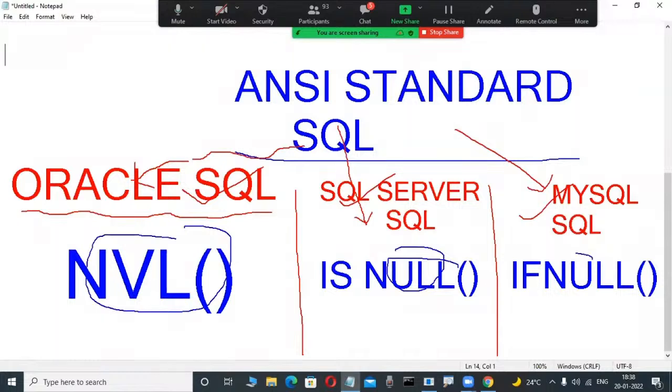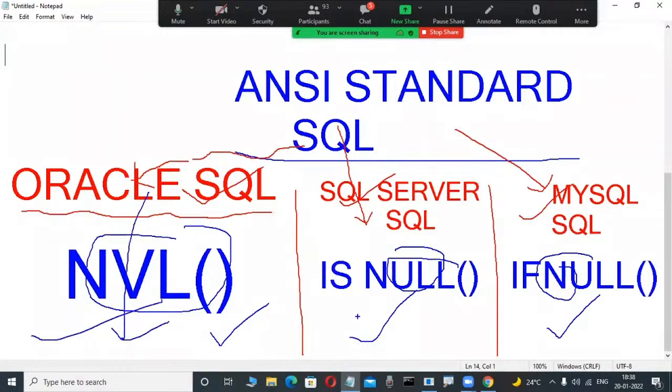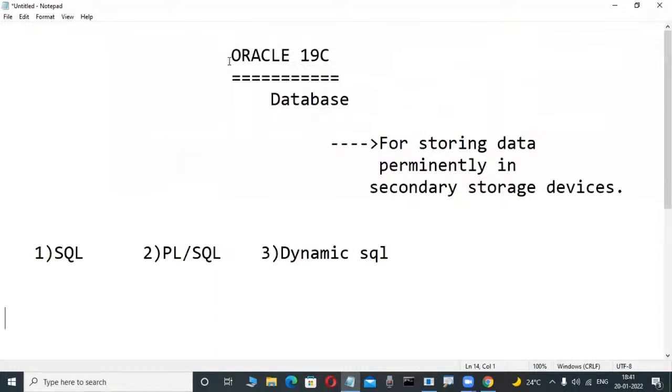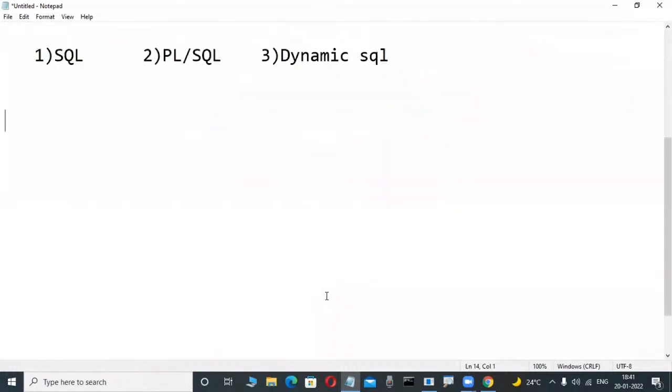The syntax is also totally different. Here the create procedure syntax is different, and here the create procedure syntax is different, with slight differences. Suppose the function MONTHS_BETWEEN is there, that is in Oracle SQL only. Can I use the same function in SQL Server SQL? No, there is DATEDIFF, another function. That's why what we are learning is that SQL is an ANSI standard language.